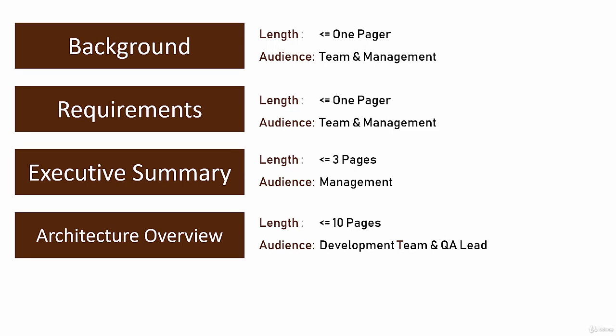Our next section in the architecture document is the architecture overview. This section is usually a long one and can reach up to 10 pages. Its audience is the development team and the QA lead.